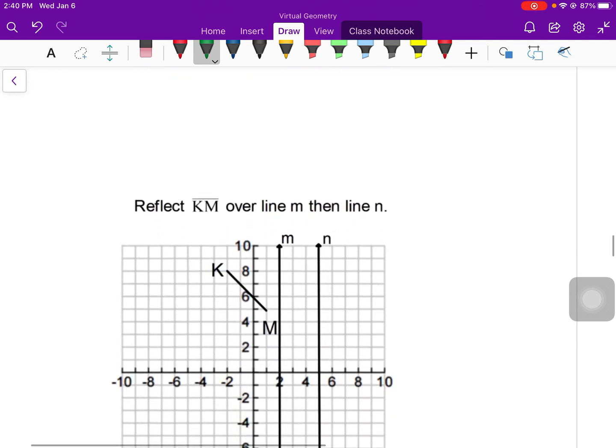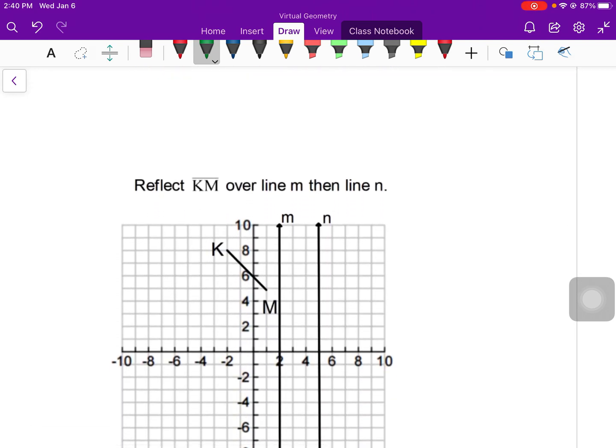All right, and then these next couple I enjoy. I think they're kind of fun. It says reflect segment KM over line m and then line n. So you're doing back-to-back reflections. All right, so big M was one spot to the left of little m. So M prime is one spot to the right of little m. Make sure you're acknowledging which line you are supposed to flip over first, because I could give you the exact same problem, say reflect over line n and then line m. Well, then you'd have to reflect over here to get M prime. So make sure you're just paying close attention to those details.